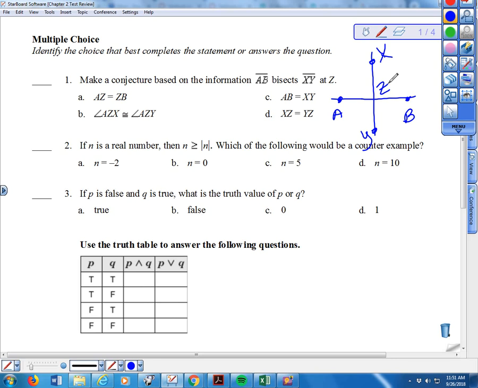Okay, so if I know this is true, I know this is equal to this. No, I don't know that. It bisects XY. So I know XZ and YZ are equal. This one. Because AB could have looked like this. This segment is what bisects XY. So XY is what's bisected. AB is not. Okay? So it's got to be XZ is equal to YZ.